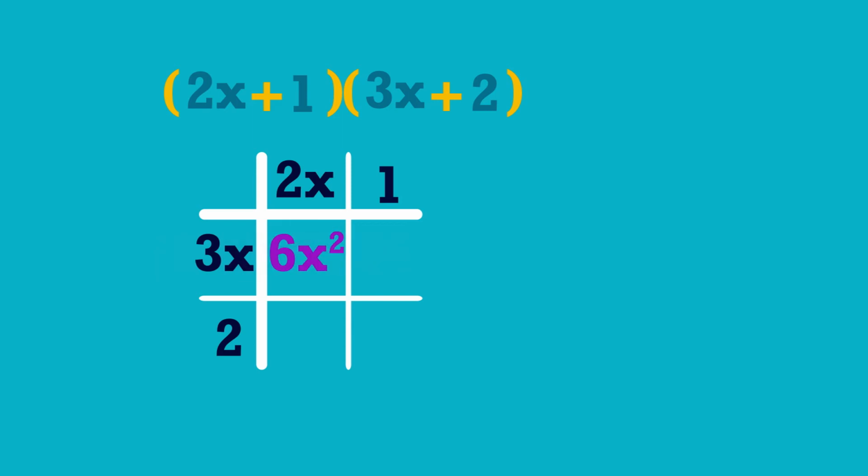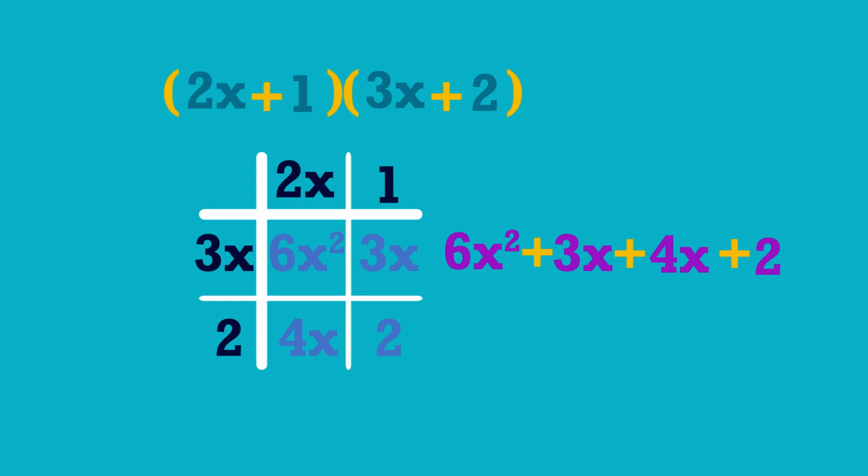I multiply the two coefficients to get 6, and x times x gives me x squared. 3x times 1 is 3x. 2x times 2 is 4x, and 2 times 1 is 2. Now I have my terms in pink and I need to add them together. So this is 6x squared plus 3x plus 4x plus 2. I can simplify this slightly to 6x squared plus 7x plus 2.